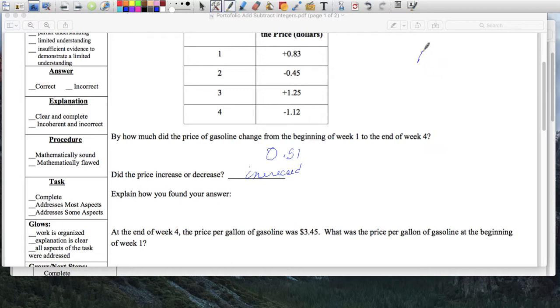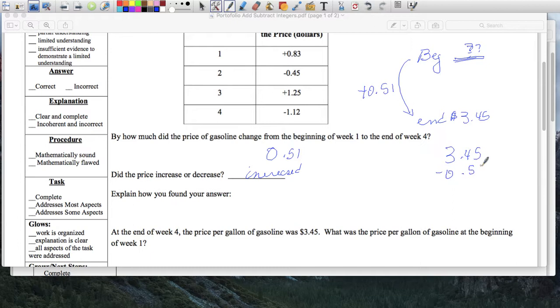So at the beginning we had a price that we didn't know, but I know that at the end it ended up being $3.45. So I know that from the beginning, from week 1 to week 4, there was a total increase of 0.51. So what was the starting price? So what we can do is subtract 3.45 minus 0.51, and that should give us our starting price.